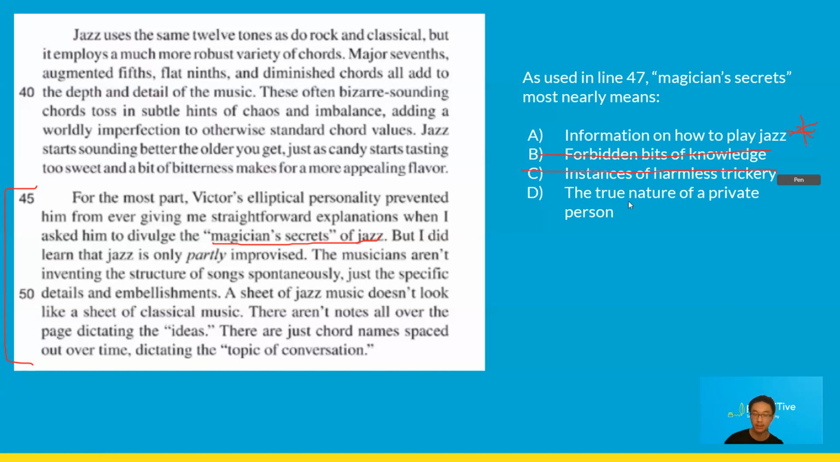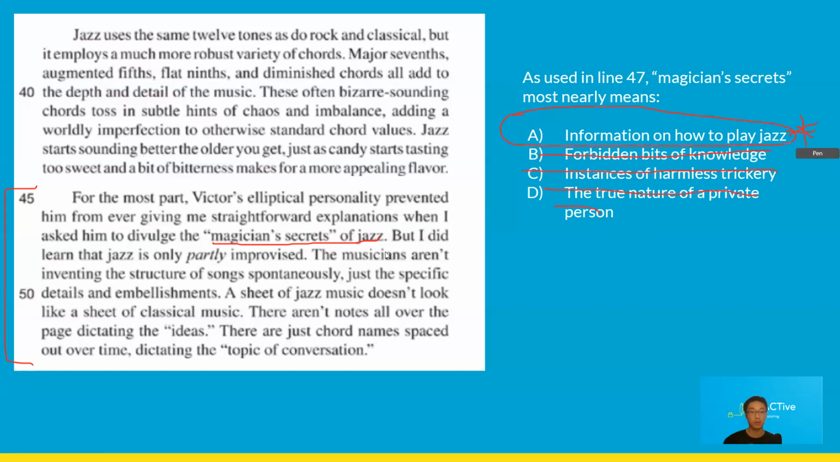And that leaves us with D, the true nature of a private person. So when I asked him to divulge the true nature of a private person of jazz, that sentence doesn't really make sense because he's not really talking about privacy. He's trying to talk about how he's learning to play jazz, right? So D is incorrect. And through process of elimination, once again, we get our answer is A, information on how to play jazz.